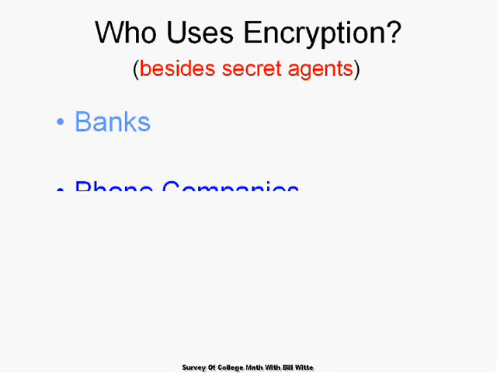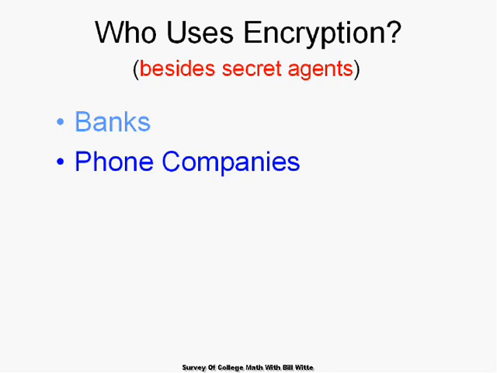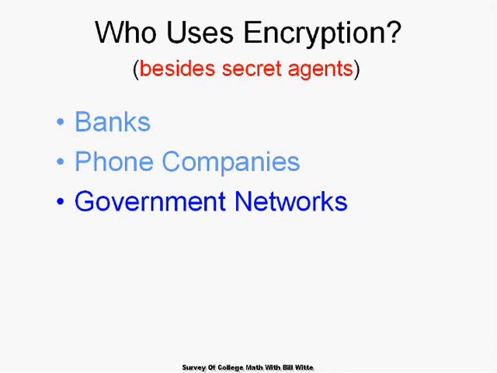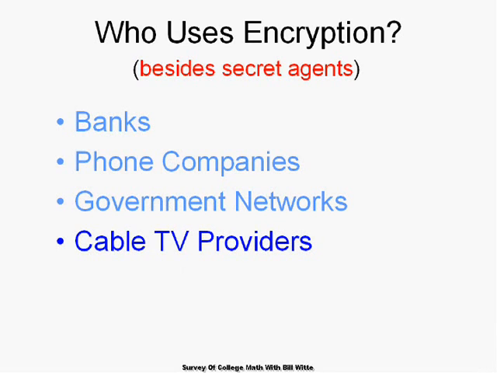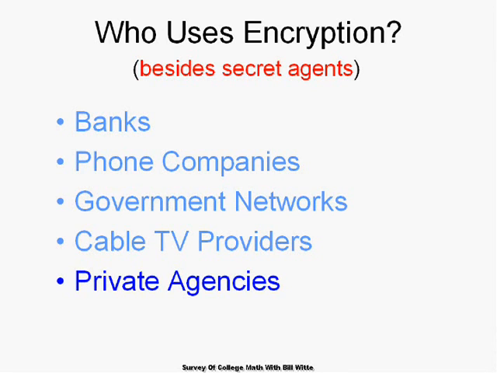Banks, phone companies need to keep your information safe when they send it. Any government network needs to keep all that information safe, so they use encryption. Cable TV providers don't want people stealing their signal, so they use encryption. Any type of private agency will encrypt its information.